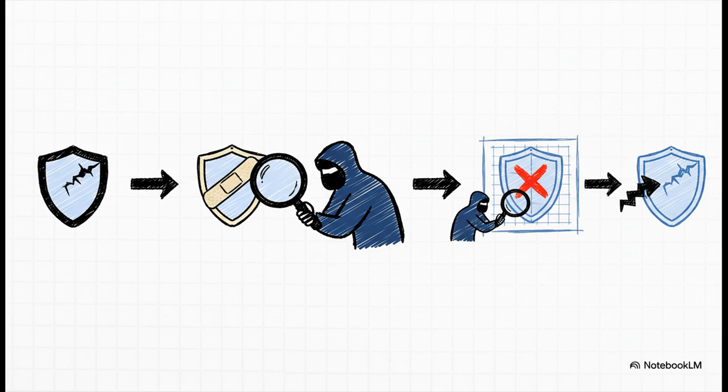Because the second a company releases a patch to fix a security hole, hackers get to work. They literally take the patch, reverse engineer it to figure out exactly what the vulnerability was, and that gives them a perfect roadmap to attack any system that hasn't been updated yet. It's a race against time.